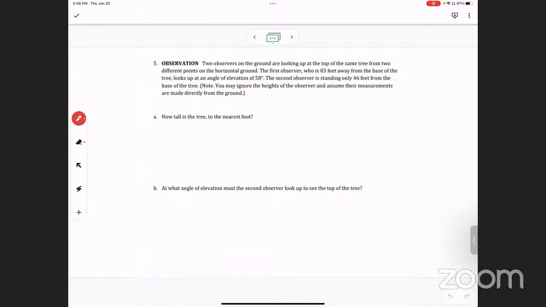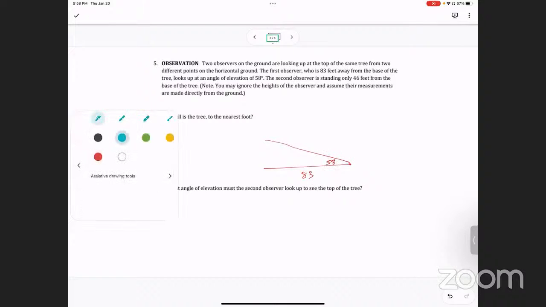So, two observers on the ground are looking up to the top of the same tree from two different points on the horizontal ground. The first observer, who is 83 feet away from the base of the tree, looks up at an angle of 58 degrees. The second is only standing 46 feet from the base of the tree. And you can ignore the heights of the observers.